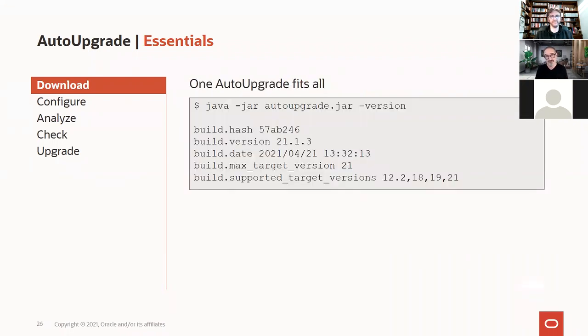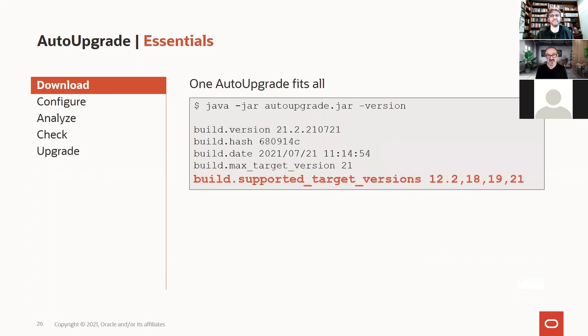Then double check: java -jar autoupgrade.jar -version. And here you see this would be an older version, it's from April. And the newer version here is from July. So you take the July version, then all is fine. And there's only one AutoUpgrade. Even though we recommend that you upgrade to 19c, if you think, I want to upgrade to 21c, or for a project constraint, I have to go to 12.2.0.1 because my application is not certified with 19c, AutoUpgrade can do that as well. All the versions mentioned here are supported by one single tool.